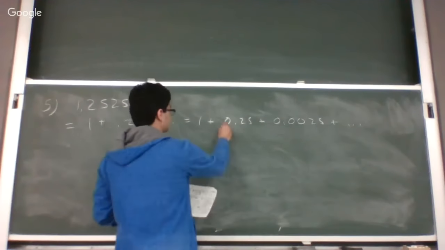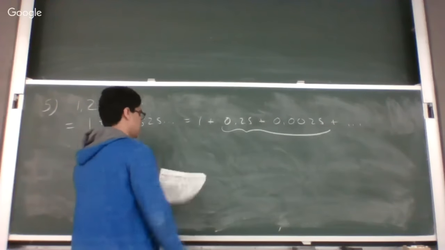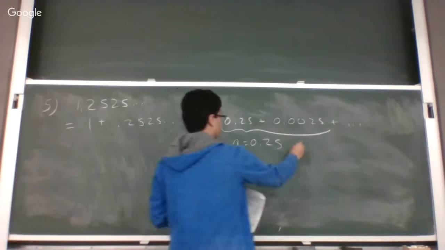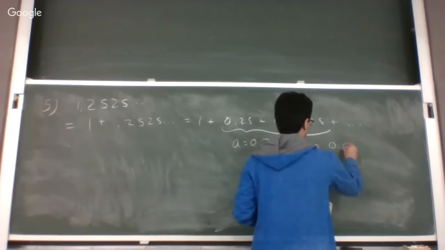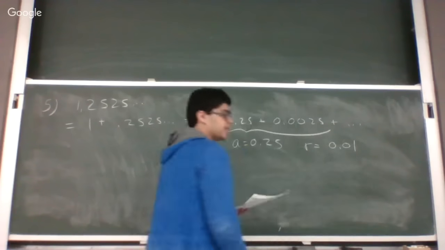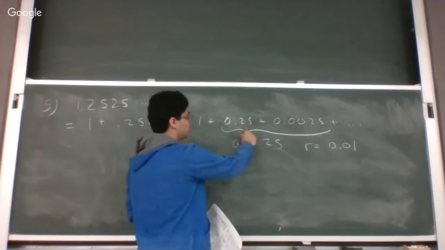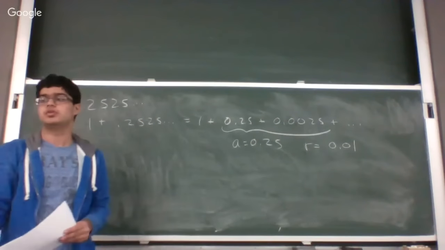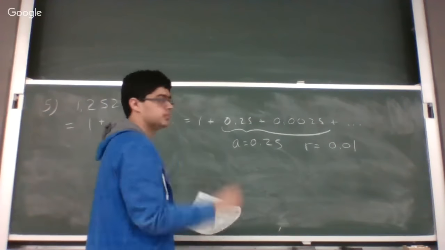So our first term, looking at this section as a geometric series, our A is equal to 0.25. Our R value, which is the factor that it is changing by, is 1 over 100. So that's 0.01. Because every time we're going from 25 to the next unit, we're multiplying by 0.01 to move it 2 decimal places. You can also write that as 1 over 100.